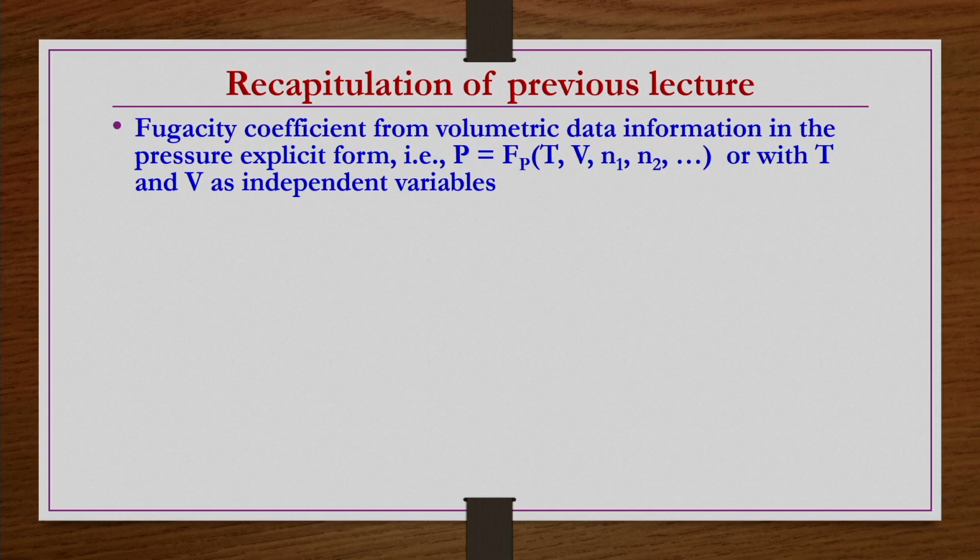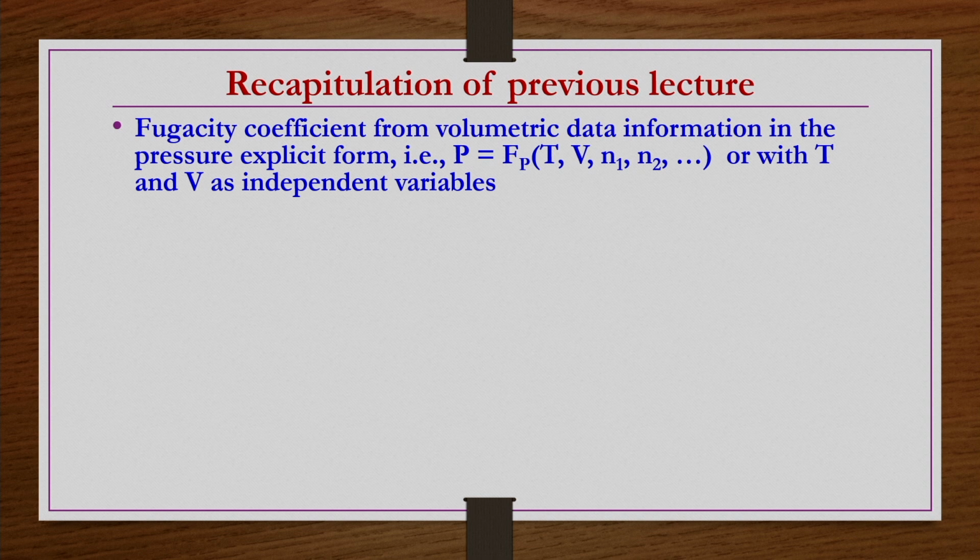Welcome to the MOOCs course Advanced Thermodynamics. The title of this lecture is Fugacity from Volumetric Data Part 2. Since it is a continuation of the previous lecture, we will have a recapitulation of what we discussed in the previous lecture. In the previous class, we derived the fugacity coefficient from volumetric data information in the pressure explicit form, with temperature and volume as independent variables.